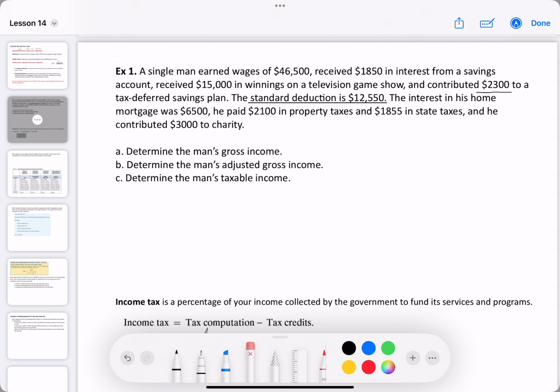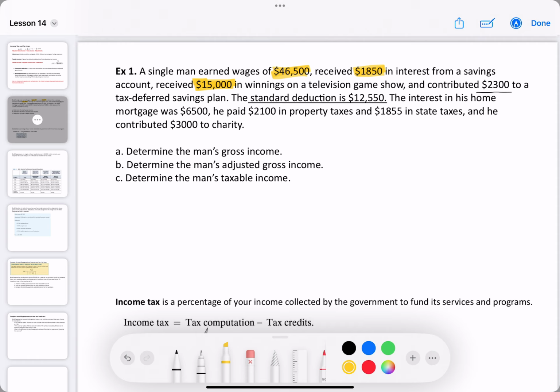A single man earned wages of 46,500. Received 1,850 in interest from a saving account. Received 15,000 in winning a television show. So what are these three numbers we mentioned? These are incomes. And add them together, they are the single man's gross income.